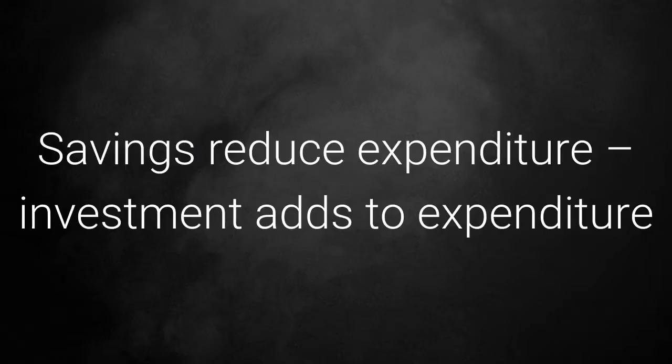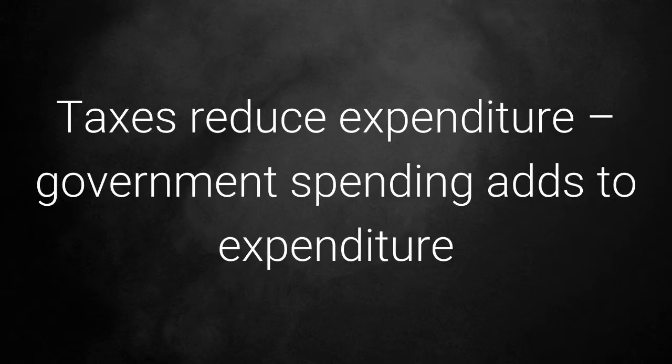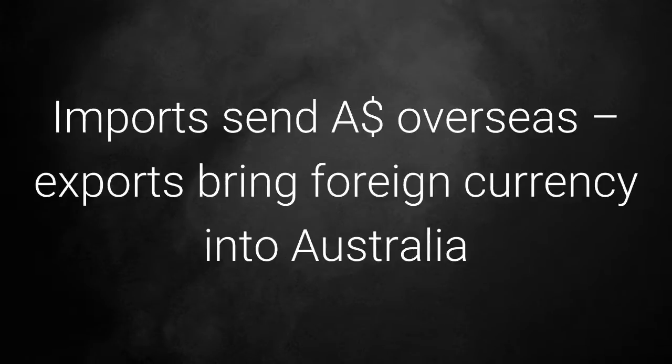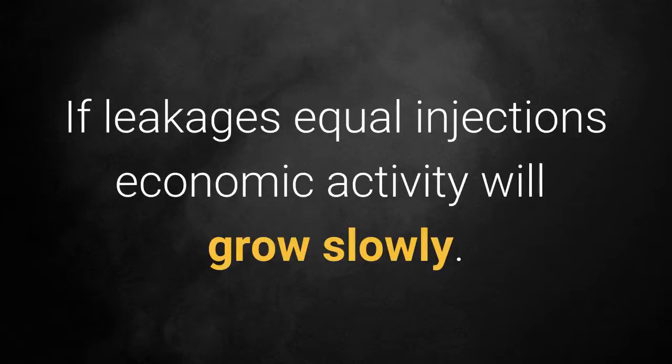Savings reduce expenditure. Investment adds to expenditure. Taxes reduce expenditure. Government spending adds to expenditure. Imports send Australian dollars overseas. Exports bring foreign currency into Australia.